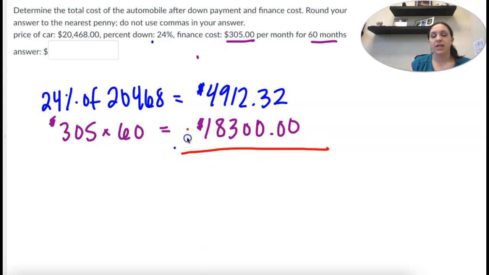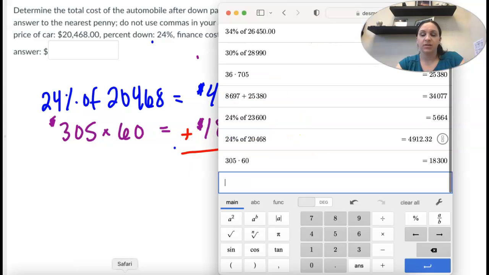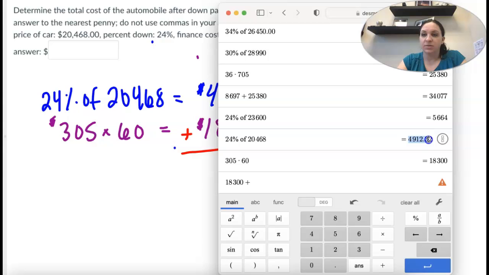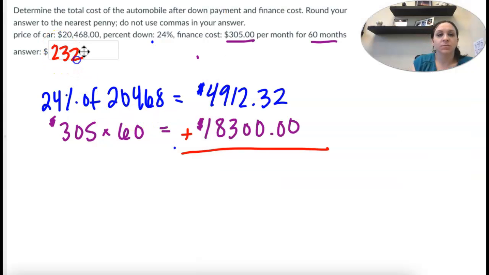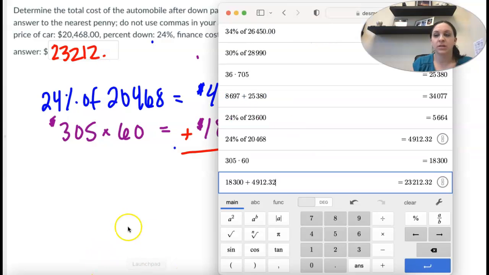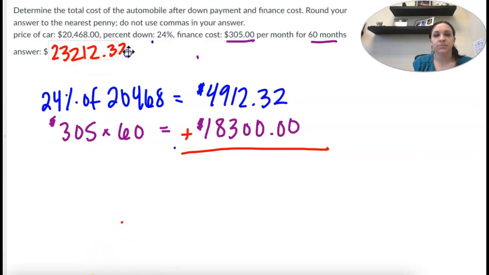So that's what we need to add together, what we paid with financing and what we paid up front. So 18,300 plus this one. I'm just going to copy and paste that. So $23,212.32. So again, notice the difference. It's about $3,000 more because of the financing.